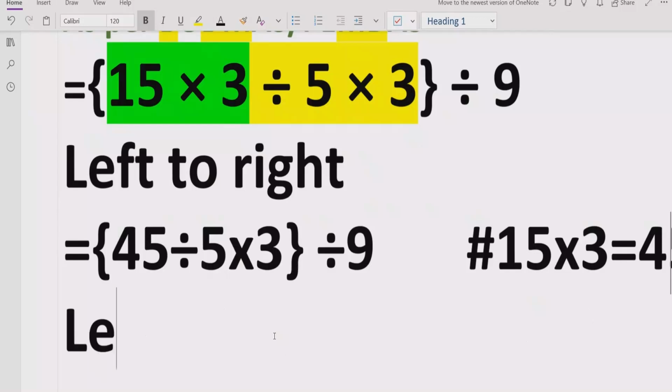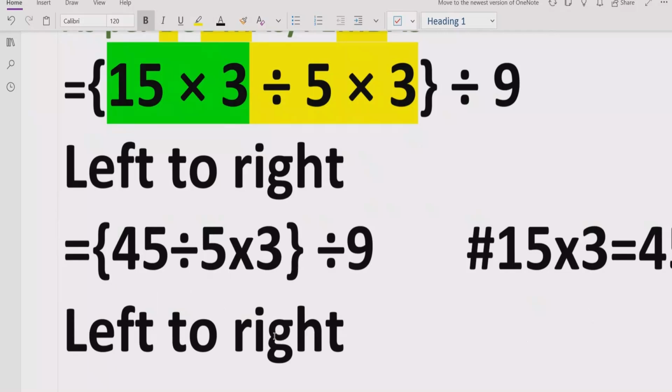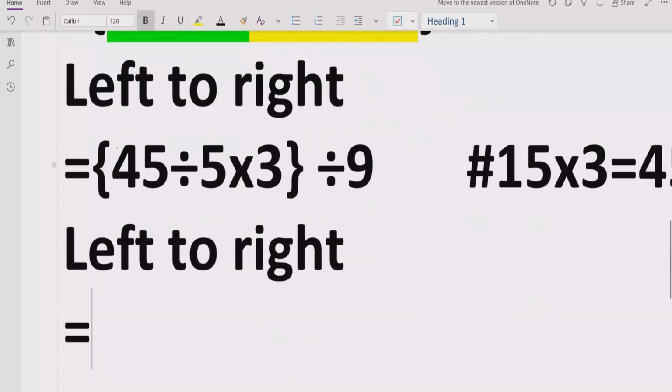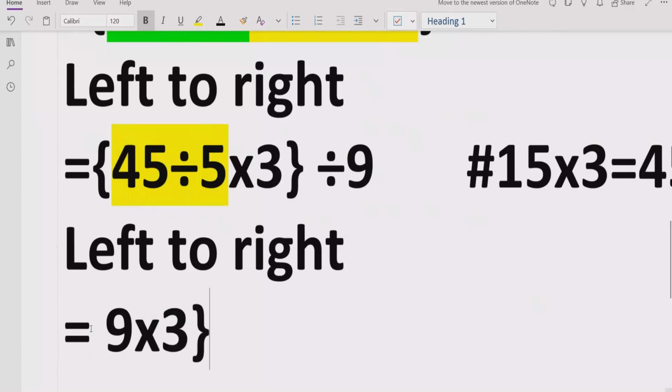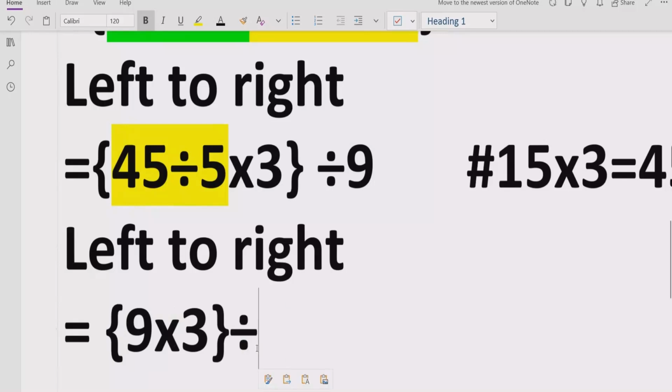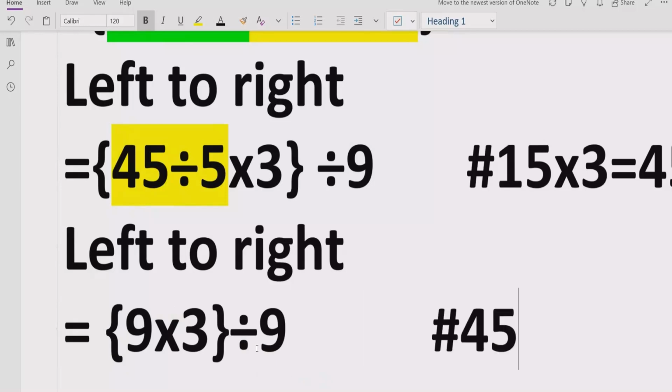Now move forward to solve again division and multiplication. So now we have 45 divided by 5. So we have to solve this one now, which is equal to 9 multiplied by 3. And here we have division sign and 9. Now we have 45 divided by 5 equals to 9.